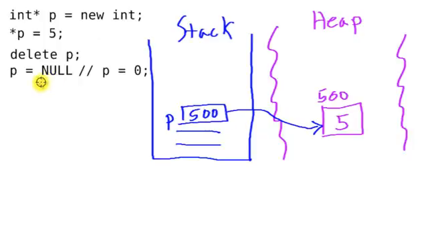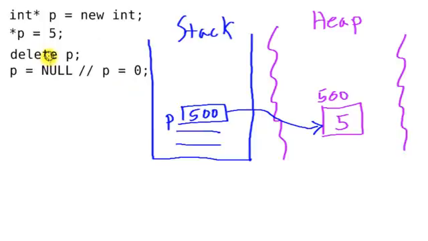What you should do is assign that pointer p to null. And so you can actually use null, or you can assign it to 0. It turns out that null is just simply a macro to 0, and it just simply indicates that the pointer is not referencing anything.